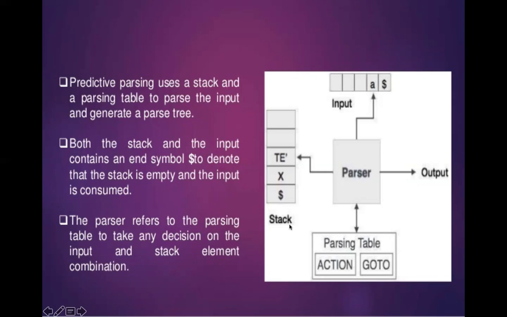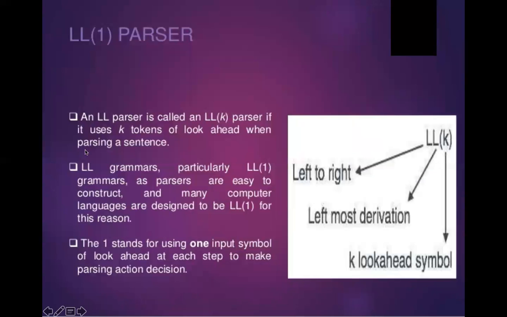So why is it called an LL parser? An LL parser is called an LLK parser if it uses k tokens of lookahead when parsing a sentence. LL grammars, particularly LL1 grammars, are easy to construct, and many computer languages are designed to be LL1 for this reason. The 1 stands for using one input symbol of lookahead at each step, meaning only one input symbol is scanned to make a parsing decision.